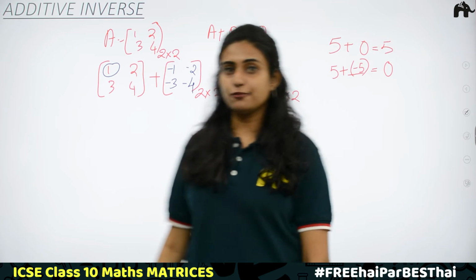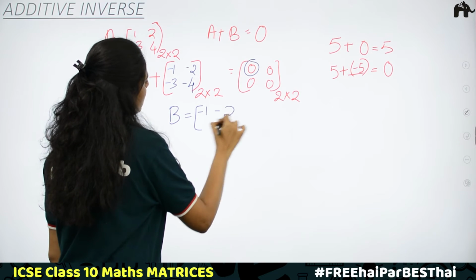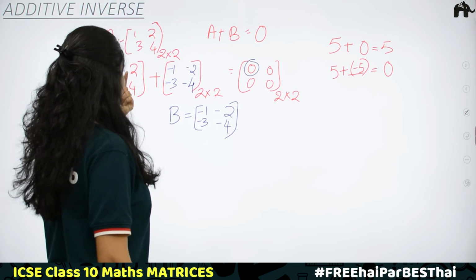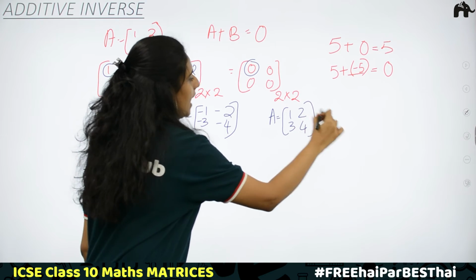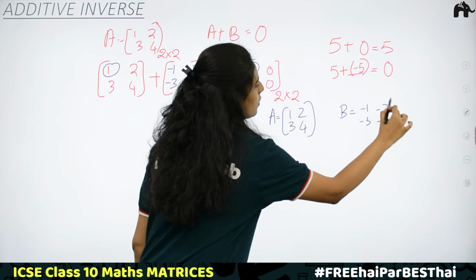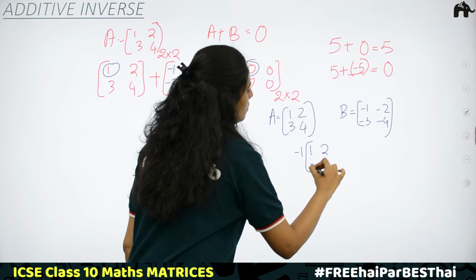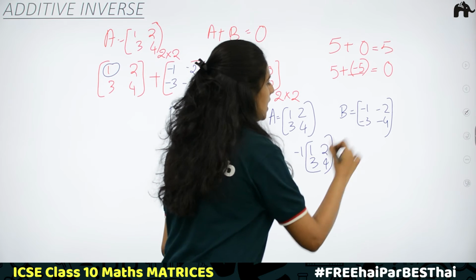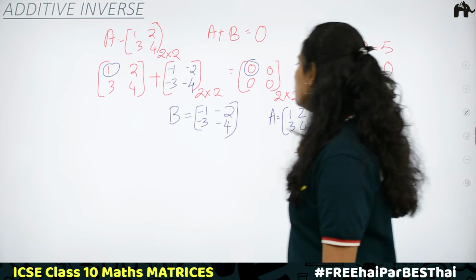Then what are the elements of B? Matrix B is equal to minus 1, minus 2, minus 3, minus 4. These are the elements of B. Now check this. Here the matrix A is equal to 1, 2, 3, 4 and B is equal to minus 1, minus 2, minus 3, minus 4. When minus 1 is multiplied with the matrix 1, 2, 3, 4, we got B. Yes, therefore this can be written as B is equal to minus A. Okay, B is equal to minus A.